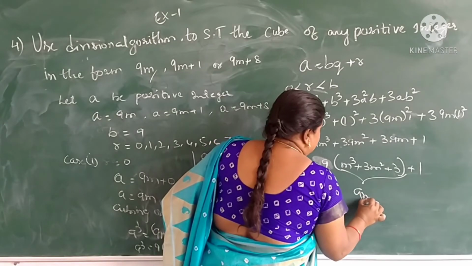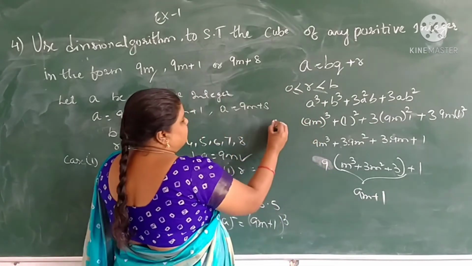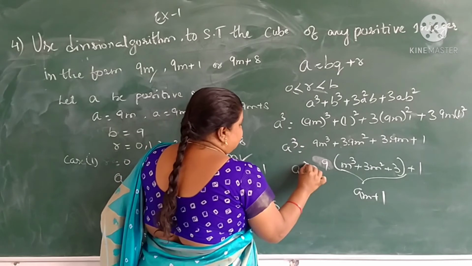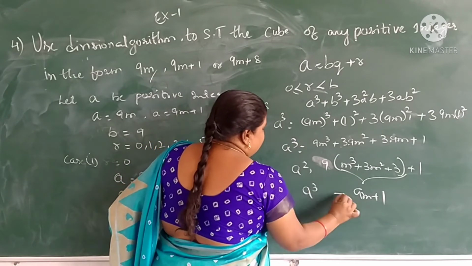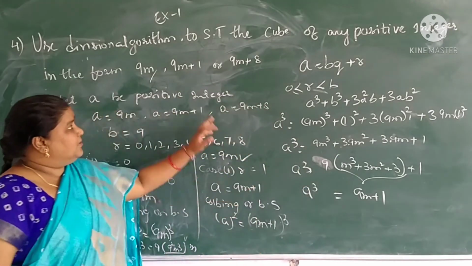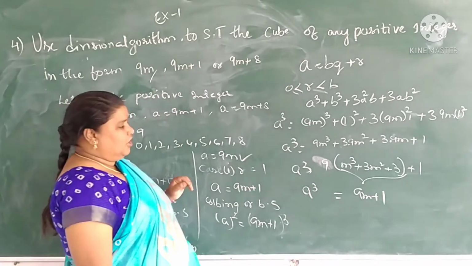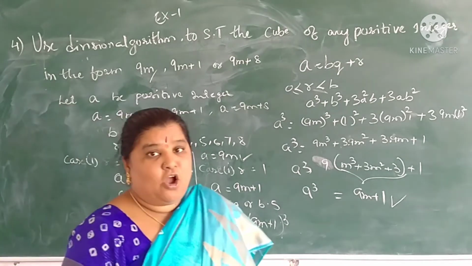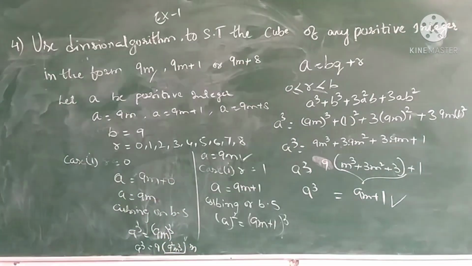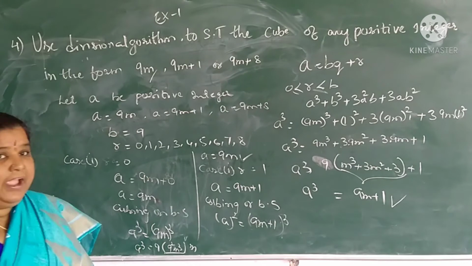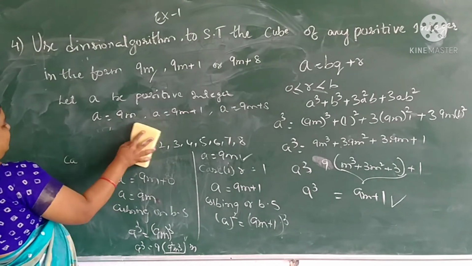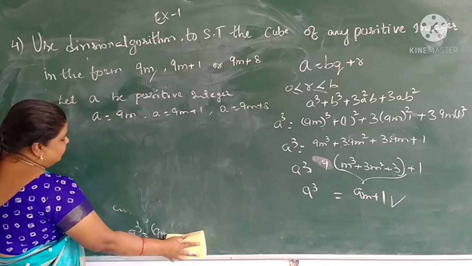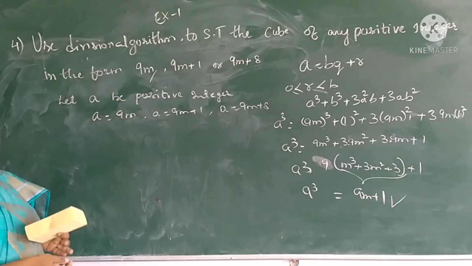So 3 plus 1, a cube is equal to 9m plus 1. So we got this also. It is also satisfied. In this way, all the cases we have to check up to r is equal to 8. In the next one we will check, children. I will show you one more, and then you are going to do the remaining ones.